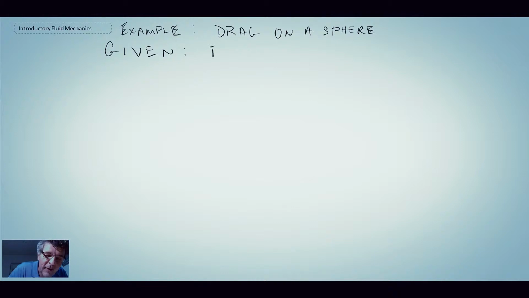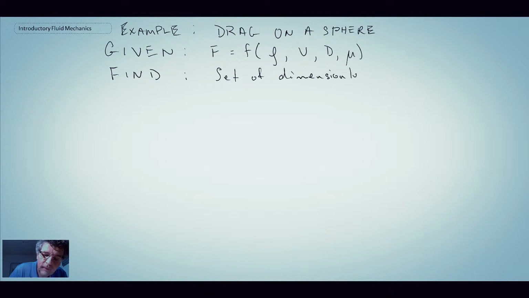And so we talked about the main variables or parameters. We had force on the sphere. We had density of the gas flowing over it or of the liquid, velocity, diameter, and then our dynamic viscosity. And what we want to do in this problem, we are asked to find a set of dimensionless groups. So we will use the Buckingham pi technique. Let's go step by step.